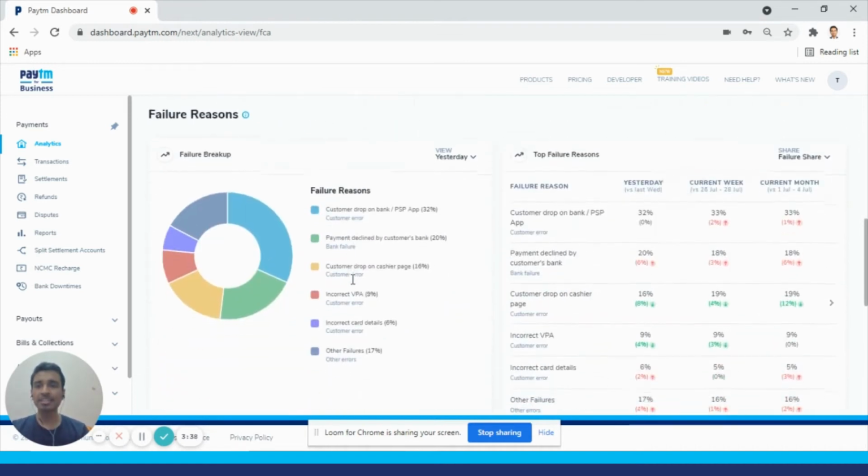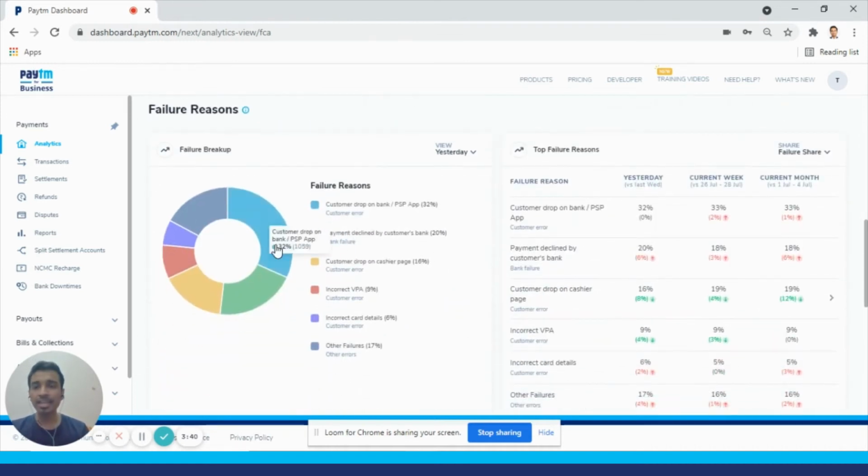Moving on to the next section, which is the failure reasons. Now the key aspect that I would like to highlight in the failure reasons section is that we are going to highlight the top 5 failure reasons for all the merchant transactions. As you can see with this donut, you will know what was the failure share for each of these failure reasons. Like 32% of your overall failure transactions were due to customer drop on Bank PSP app for this particular merchant.